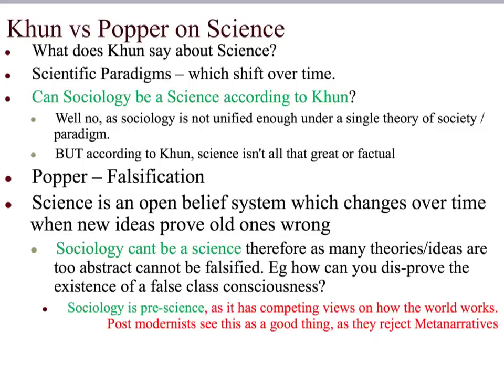So, can sociology be a science? No. There are many theories and ideas which are too abstract and cannot be falsified, cannot be proven wrong. So, how can you disprove the existence of false class consciousness, for example? How can you measure that? You can't. Another view is that actually sociology is pre-science because it has so many competing views on how the world works. A little bit like when society was going through the change from religion to science, there was a debate about which was really true. Postmodernists think this is a good thing as they reject meta-narratives, seeing them as unrealistic.